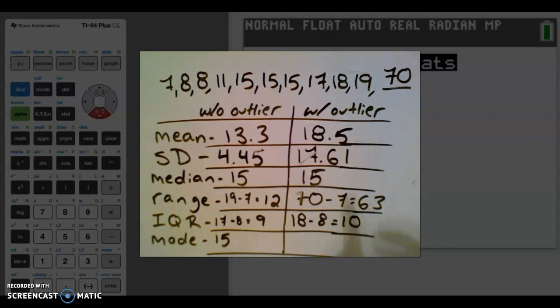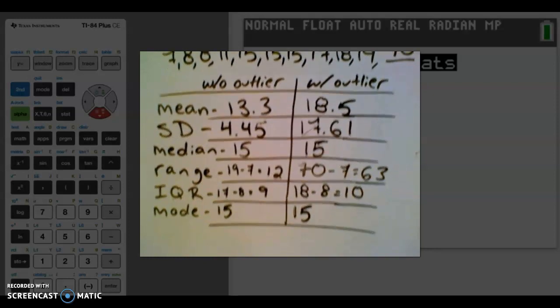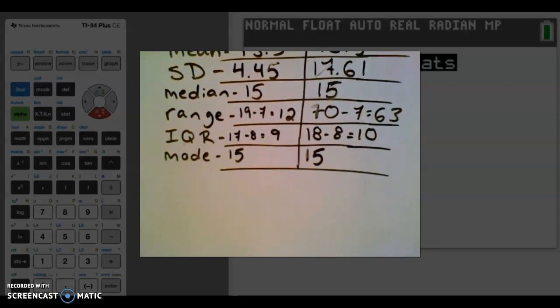And then the mode should not change if you're adding an outlier. If you're adding an outlier, it should be a number outside the data, which means it shouldn't be repeated more than once. So the mode should not change. And most often the mode does not change. Obviously you could add pieces of data that are not outliers, but if I'm talking specifically about outliers, then it should not change.